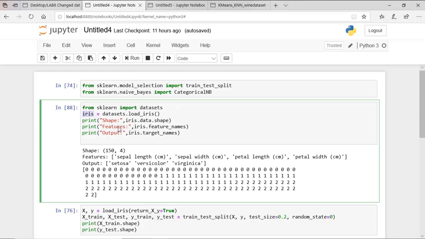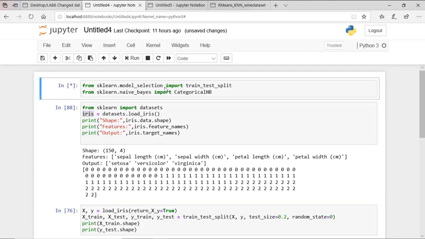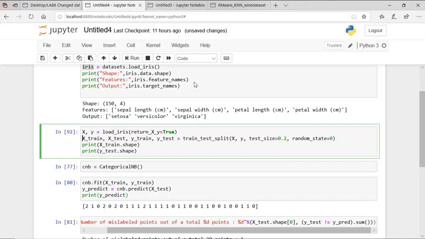I'm just printing its shape, the list of features, meaning all the column headers, and the target values, which is given by target_names. You can see the shape is 150 by 4, so 150 rows and 4 columns. This is only the input attributes, not the output attribute. What are the input attributes? Sepal length, sepal width, petal length, and petal width. The output is supposed to be setosa, versicolor, and virginica, right? So I'll just execute.